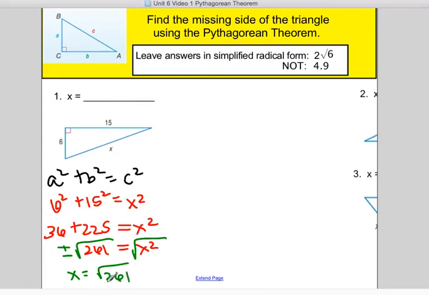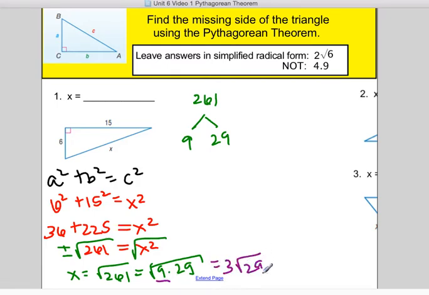From here, we need to go ahead and see if I can break this down into any perfect squares. So if I have 261, is there any perfect squares? It is 9 times 29 is 261, so it's really the square root of 9 times 29. And I know the square root of 9 is 3, so I write it as 3 square root of 29. That would be my answer for number 1.